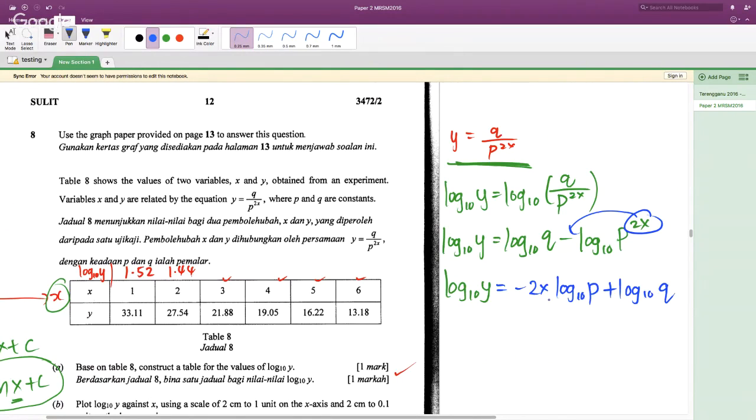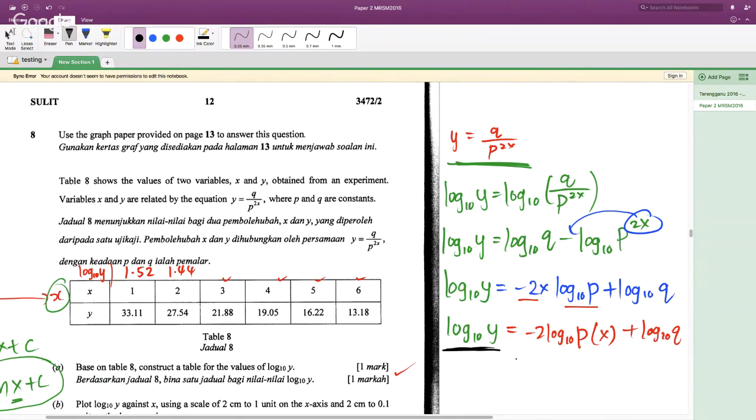All right, I actually see the x here, but it's not in the position I want, because in this position it's very hard for me to see which one is the gradient. So what we do next is rearrange them. When I say rearrange, I mean I will move this one to the front, negative 2 log 10p, and then I will write x at the back here, then plus log 10q.